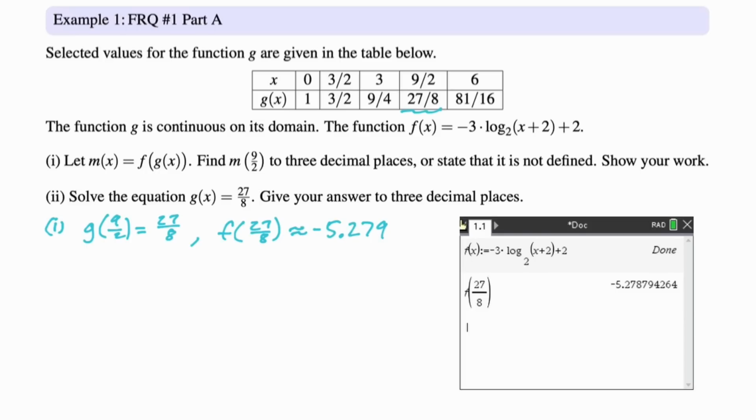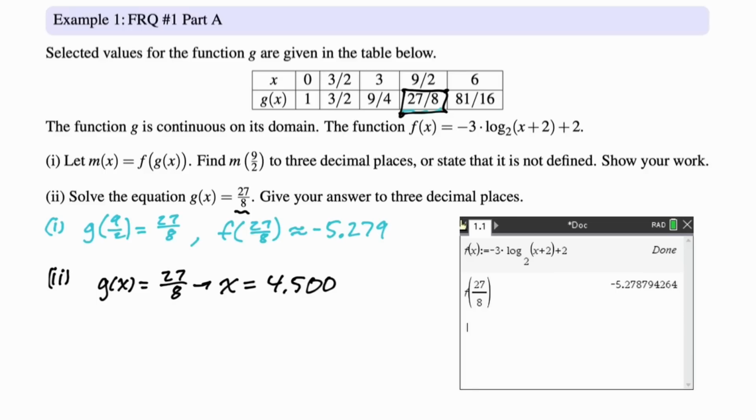The next thing that we're going to do is solve the equation g of x equals 27/8. So this is bad. I should have chosen any other value, but I didn't. So we know that g of 27/8 means that x is just 9/2, but it says give your answer to 3 decimals, so I'm going to go 4.500. Those 0s at the end aren't mandatory, but I like to do that just so that when I look at my answers, I know that I did correctly round everything.